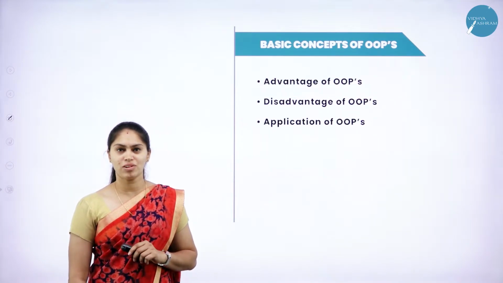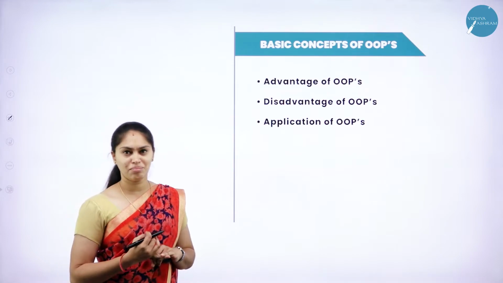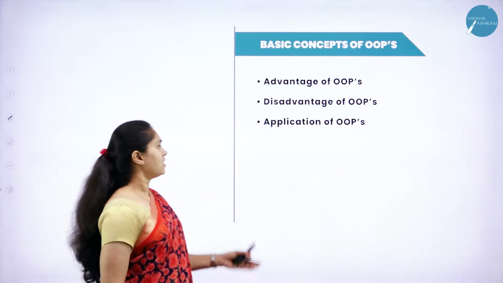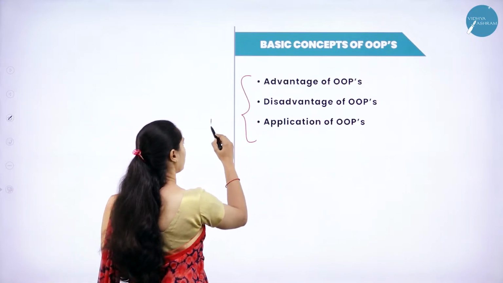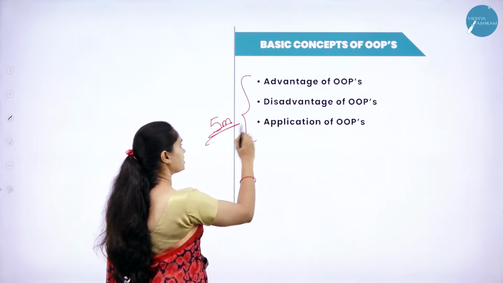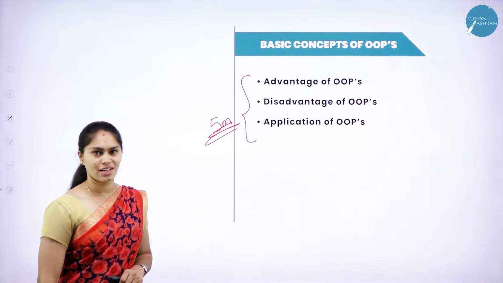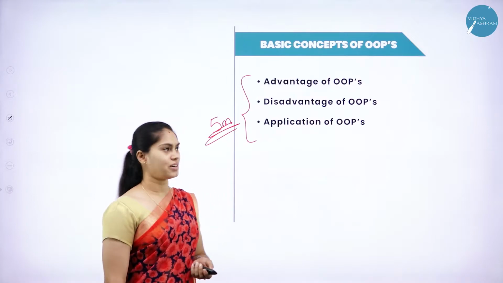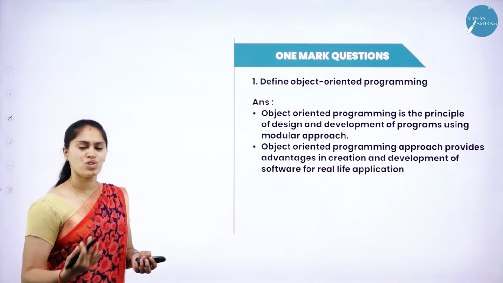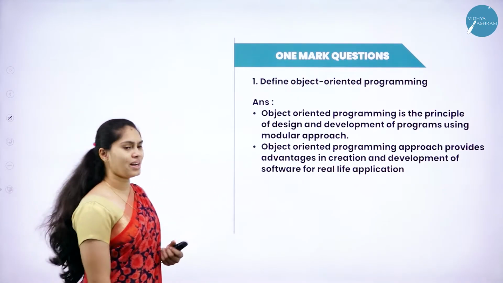Next, what all you have to remember: advantages, limitations or disadvantages, and applications of OOP. These three are very important questions for 5 marks. Along with that, you have to concentrate on the difference between OOP and POP. So now I have some more important and most frequently asked questions regarding 1 mark and 5 marks.